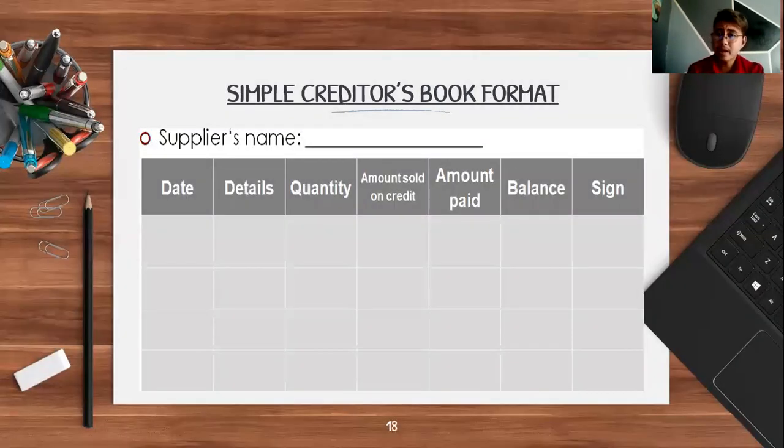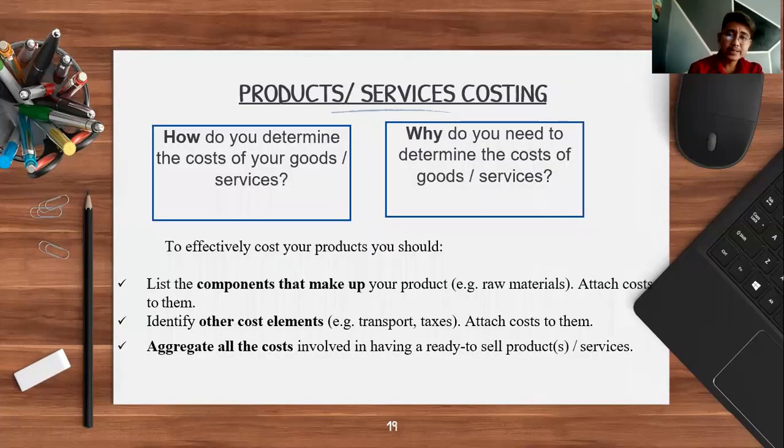So ito po yung example ng creditor book format. So you have the supplier's name, okay? Supplier's name or the creditor's name, yung nagpautang sa atin. Again, so we have the date, the details, the quantity, the amount bought on credit, the amount paid, but we also have the balance and the sign. So ganun kasimple lang. So we proceed na sa product and service costing.